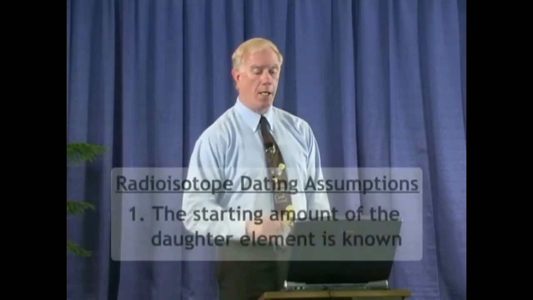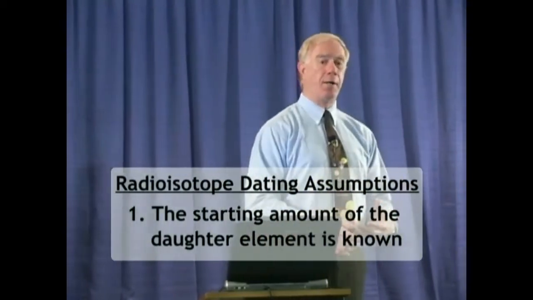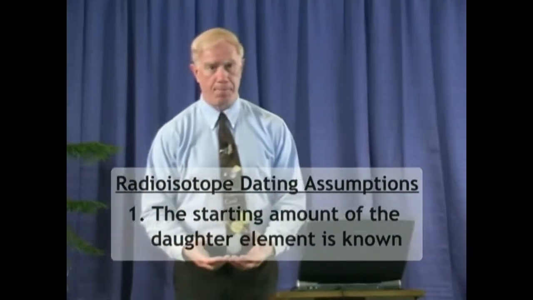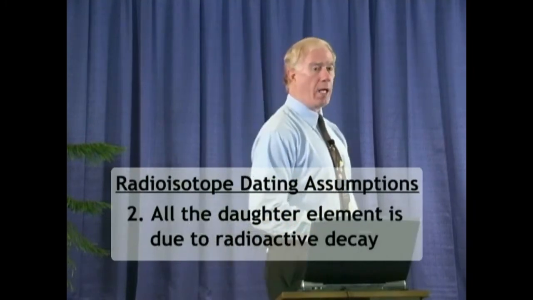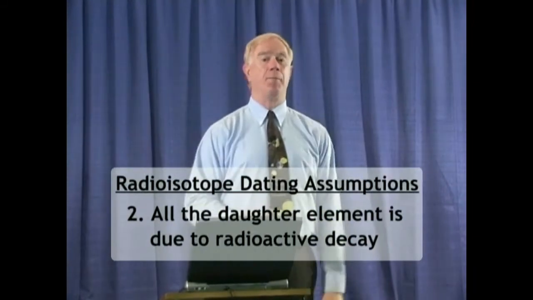So let's take a look at 4 assumptions that are used in radioisotope dating. Number 1, the starting amount of daughter element is known. We must know the starting amount of the daughter element, and it is assumed that it starts with no daughter element. Think about that hourglass. How do you know there wasn't some sand on the bottom to begin with? We don't know that. Number 2 assumption, all the daughter element is due to radioactive decay. We don't know that either. It could have started with some daughter element, such as lead.